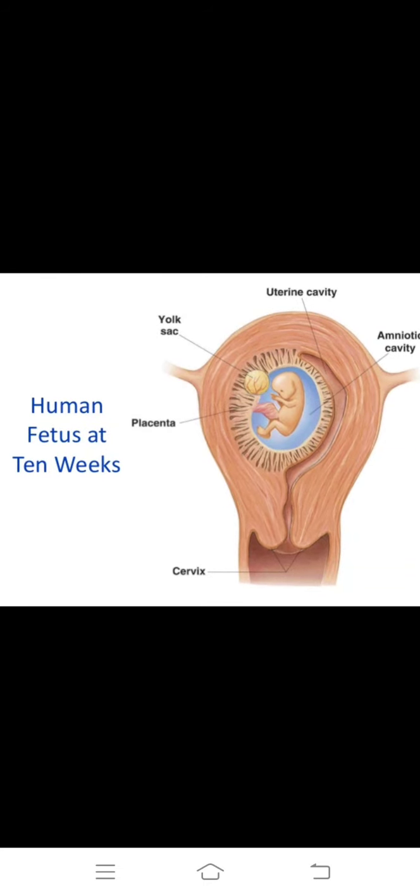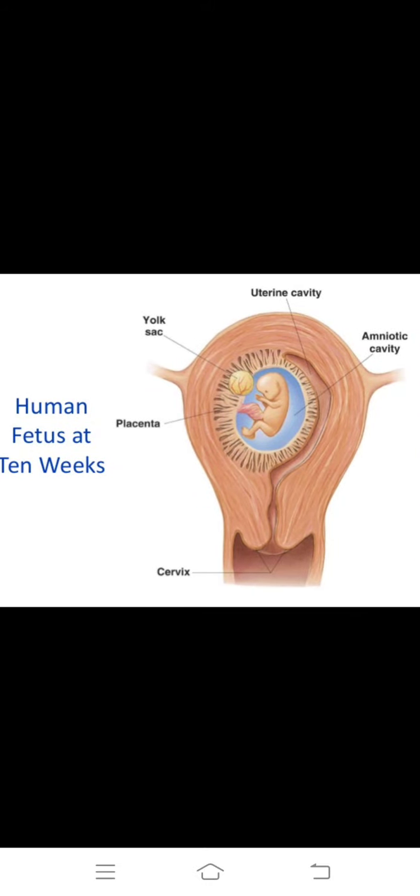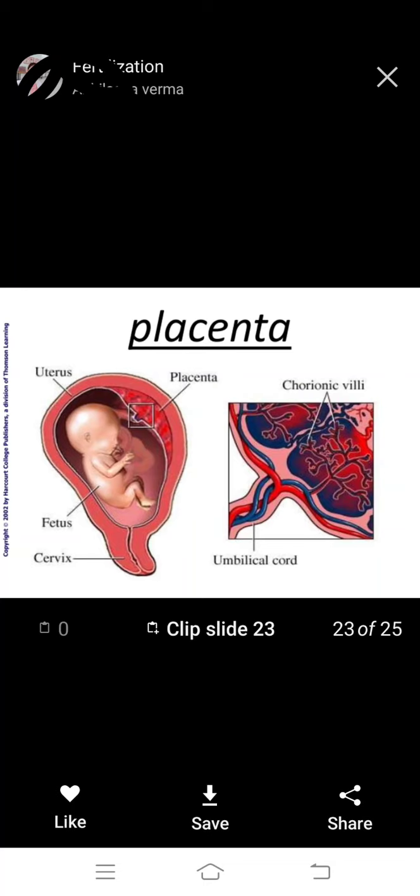Okay, human fetus at 10 weeks. After 10 weeks we observe this: the baby with the amniotic cavity and uterine cavity, and the yolk sac and placenta. What is placenta? First we observe the fetus and uterus connecting to the placenta. The placenta is the connection from mother to baby.